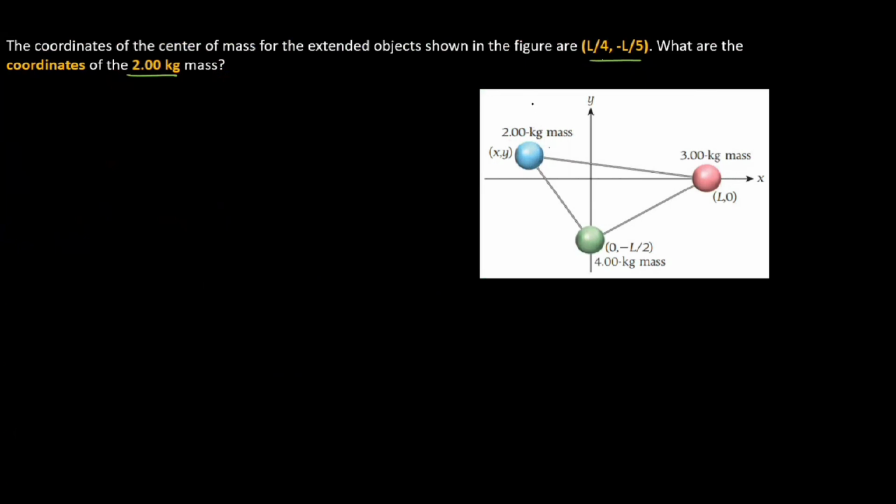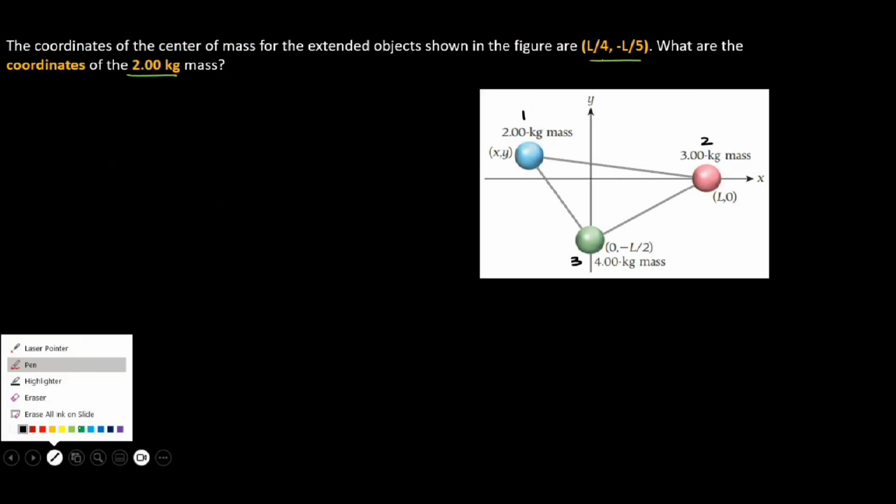So I'm going to consider this as my object 1. This will be object 2. And let this be object 3. I have the position of the center of mass for these 3 objects combined together. I need to find the coordinates of object 1. So let us first write down what is given to us.